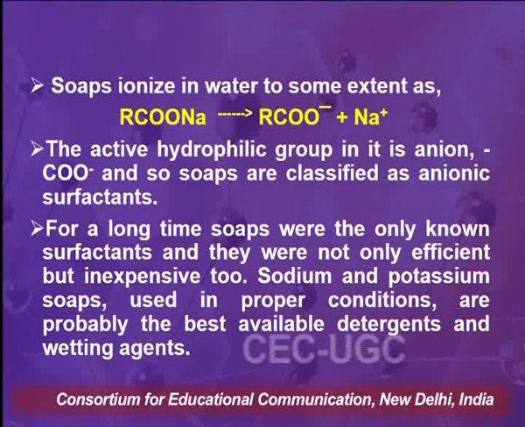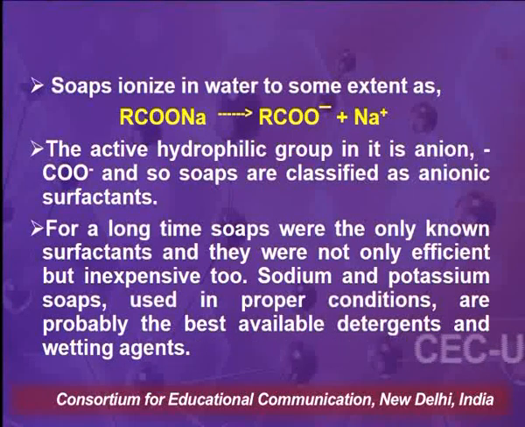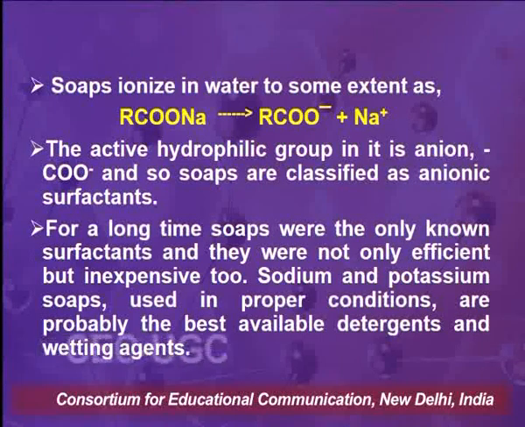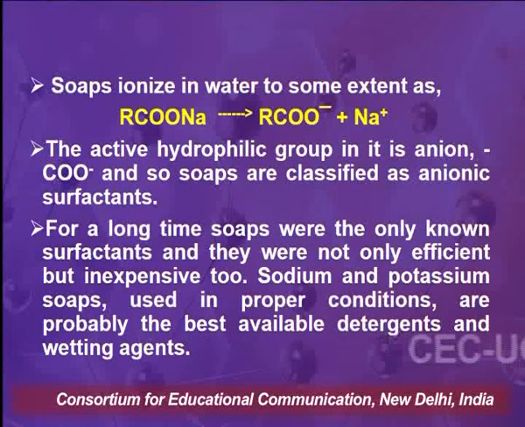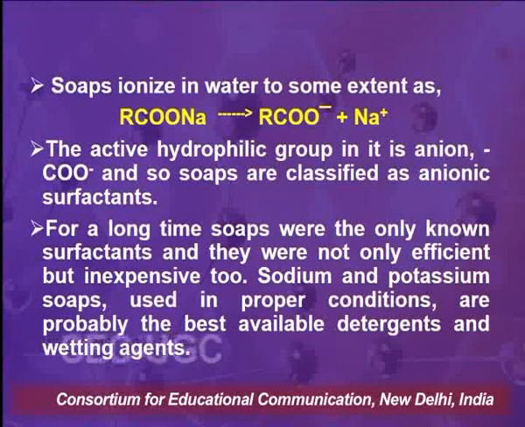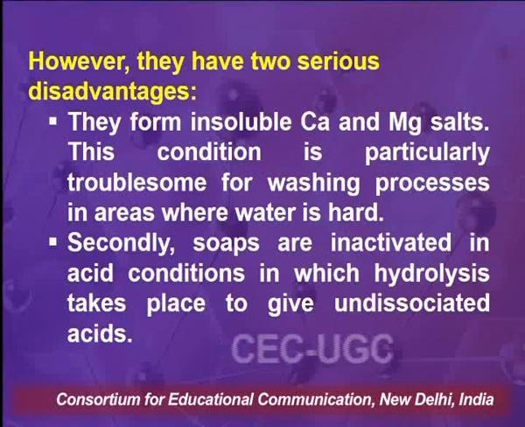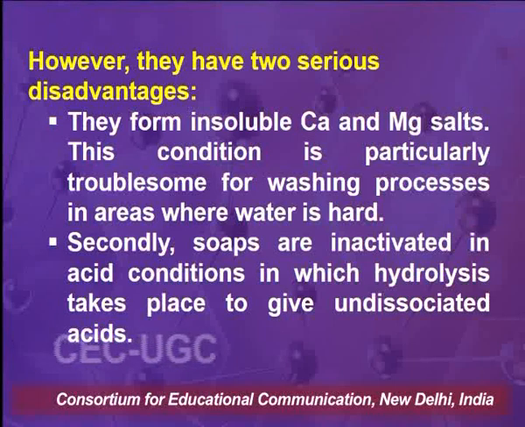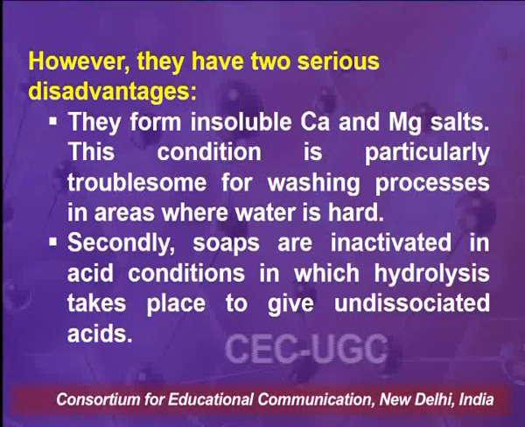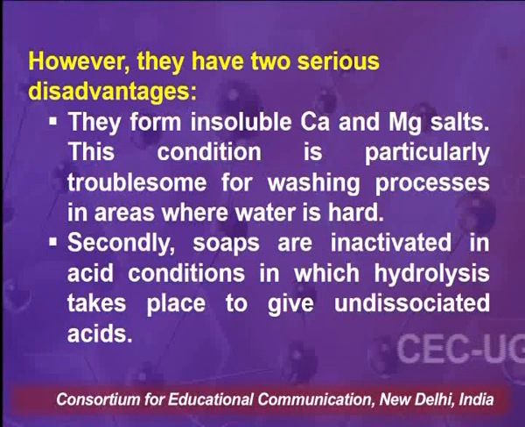For a long time, soaps were the only known surfactants and they were not only efficient but inexpensive too. Sodium and potassium soaps used in proper conditions are probably the best available detergents and wetting agents. However, they have two serious disadvantages. They form insoluble calcium and magnesium salts. This condition is particularly troublesome for washing processes in areas where water is hard.